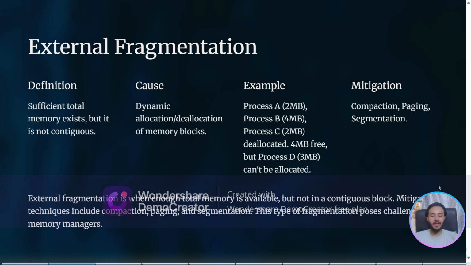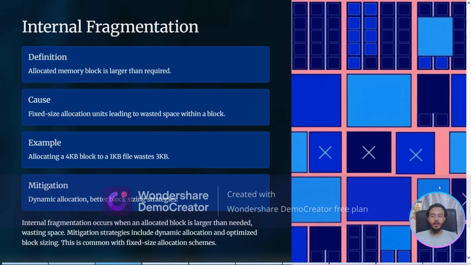External fragmentation is when enough total memory is available but not as a contiguous block. Mitigation techniques include compaction, paging, and segmentation. This type of fragmentation poses challenges for memory managers.